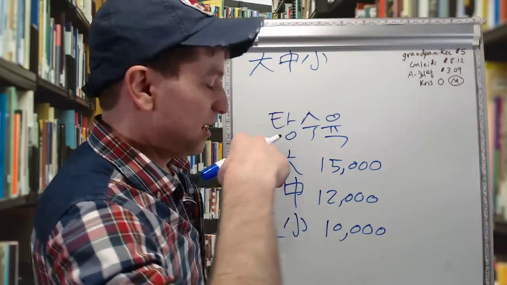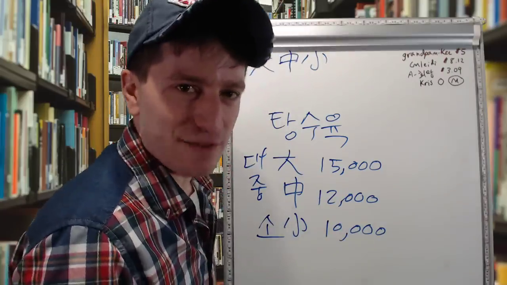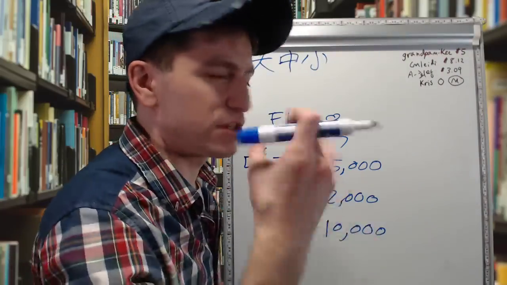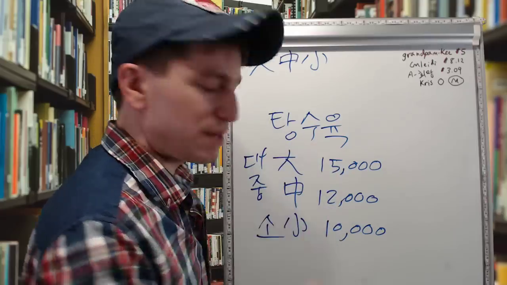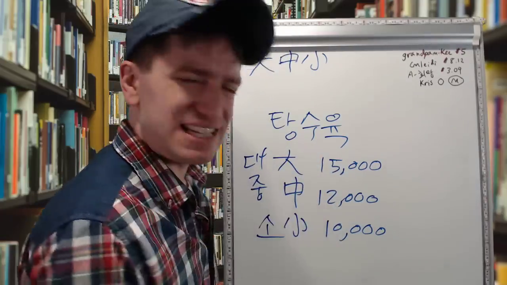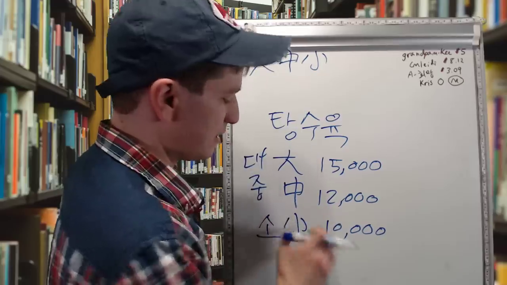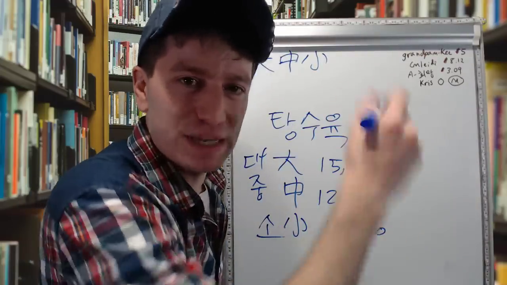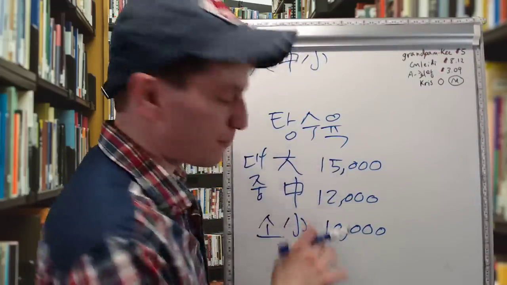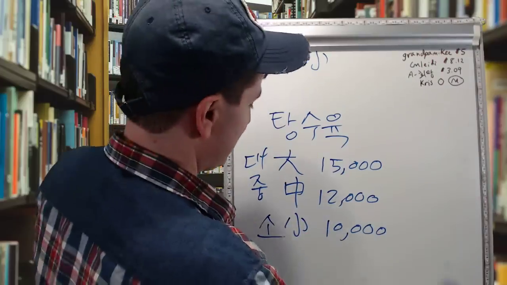Now, that doesn't mean coffee shops will have this. Coffee shops will have their own names for the dish, the cups or whatever. But typically that's how menus will write it. And you'll see a lot of menus which will just have these symbols on them, because it's easier to write these symbols than to write small size or big size in Korean, because these mean big, medium, small just by themselves.